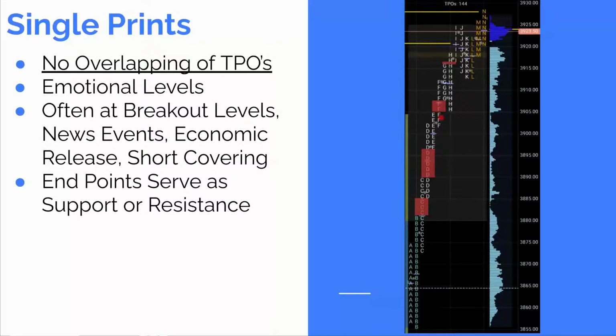Single prints often occur at emotional levels, breakout levels, maybe news events, economic releases, or short covering. And the endpoints serve as support and resistance. What are the endpoints? Well, right here, where it ended, and then right here. So a lot of times it moves real quick through these levels. But let's move to the next slide, because I want you to see why these are important.